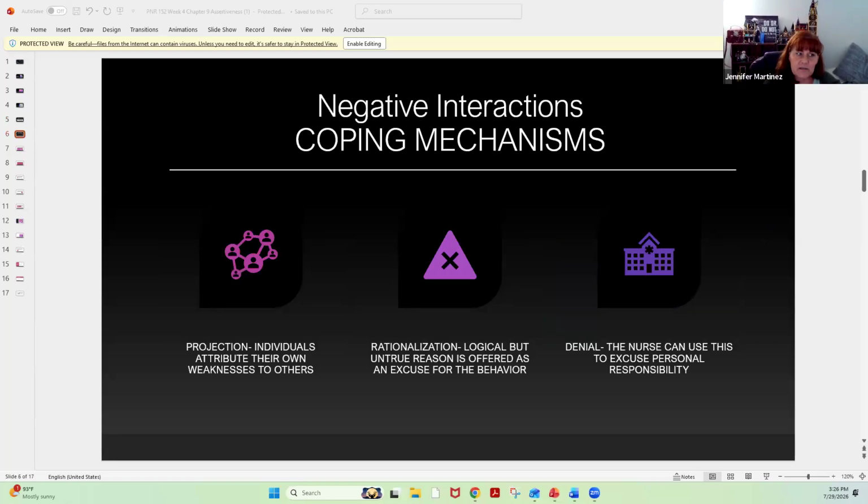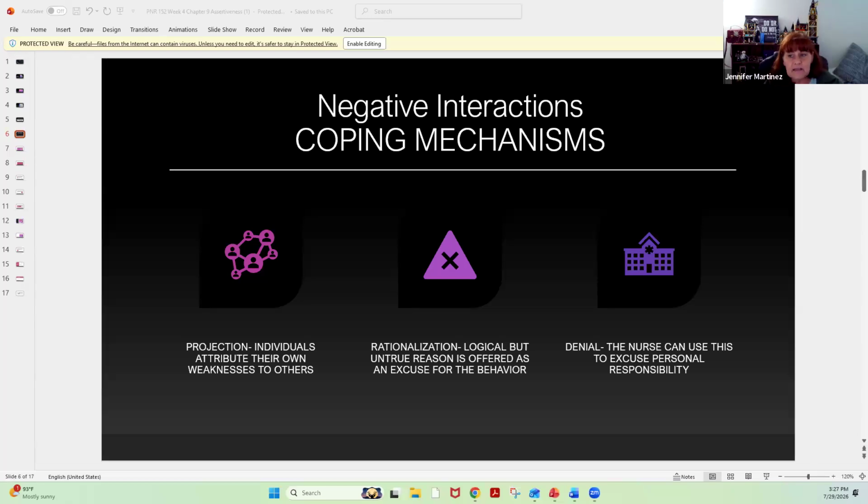Negative interactions, using your coping mechanisms. So, nursing is hard, not going to lie. You're going to come across a whole lot in your nursing career. Different people, different things are going to happen. And you have to be aware of yourself at all times. And a lot of self-reflection is required for nursing.